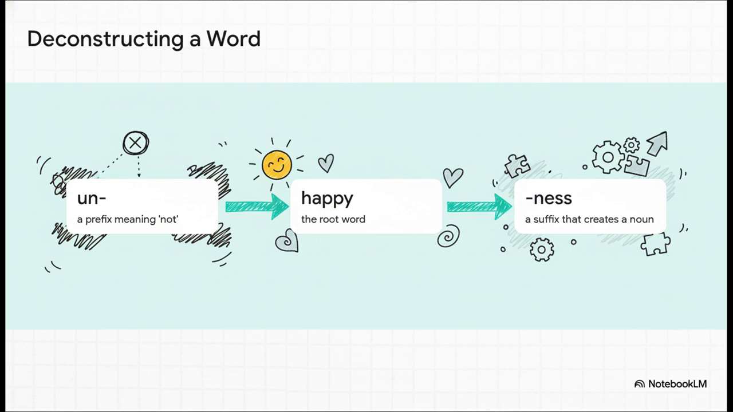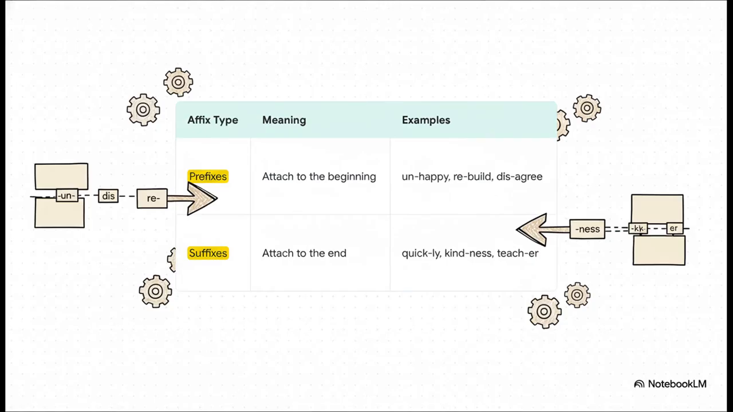Take the word unhappiness. Now, at first glance, it's just one word, but if we look closer, it's actually three morphemes all snapped together. You've got un, which means not, you've got the root word, happy, and you've got ness, which is a little piece that turns the whole thing into an idea, a noun. Three tiny parts create one big complex feeling.